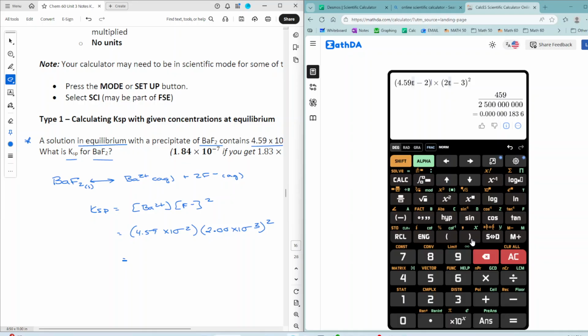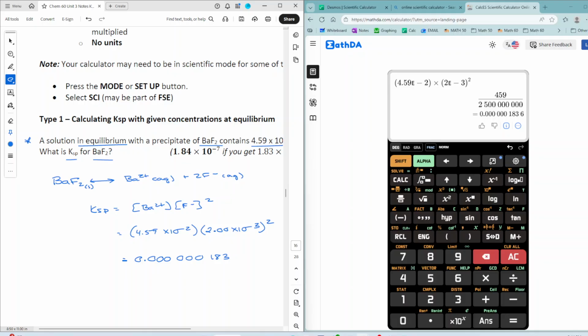If I plug this into my handheld calculator, 4.59 EXP -2, times 2 EXP -3, squared, equals, my calculator gives me 0.000000183. And so I would answer 1.83 times 10 to the -7 if I was doing 3 sig figs. But unfortunately, that's actually incorrect. Now, I'm not going to be this picky on a test. I'll try not to make any of them come out as this.